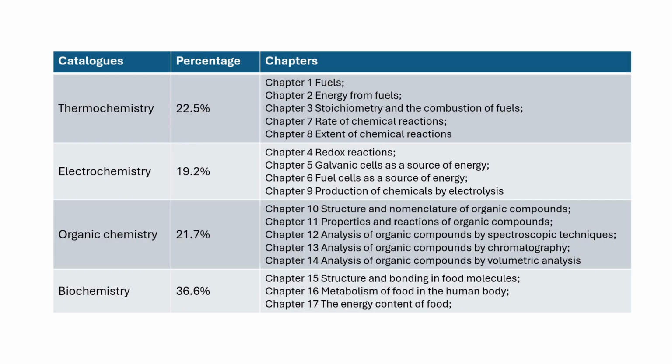Thermochemistry is 22.5%, electrochemistry is 19.2%, organic chemistry is 21.7%, and biochemistry is 36.6%. Thermochemistry covers 5 chapters, 1, 2, 3, 7, and 8. Electrochemistry covers 4 chapters, 4, 5, 6, and 9. Organic chemistry covers 5 chapters, 10 to 14. Biochemistry covers 3 chapters, 15, 16, and 17.